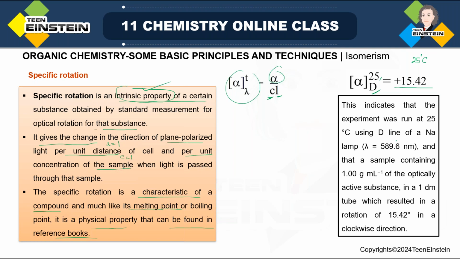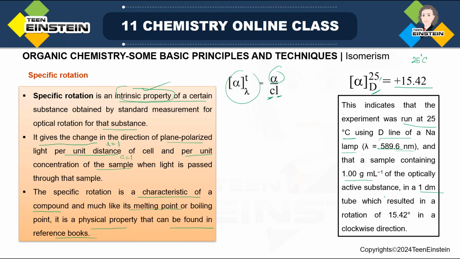This expression indicates that the experiment was run at 25 degrees centigrade. It was also performed with the D line of a sodium lamp. That means sodium vapor is used, which has a specific wavelength. We know plane polarized light has a specific wavelength, right? You just cannot use any light. It has to be plane polarized light. So the lambda value is mentioned as 589.6 nanometer, and the sample contains 1 gram per ml of the optically active substance. That means concentration is 1 gram per ml and the length of the tube is 1 decimeter.